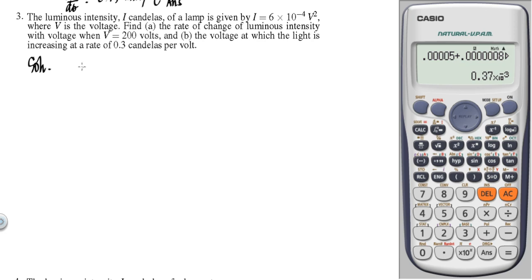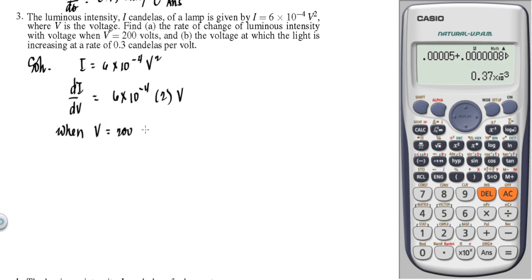Solution. The equation is I is equal to 6 times 10 raised to negative 4 V square. So letter A is the rate of change of luminous intensity with voltage. So that is dI over dV. Equals, differentiate this. We have 6 times 10 to the minus 4, then this is 2V. Okay? When V is equal to 200 volts, what is the rate of change?